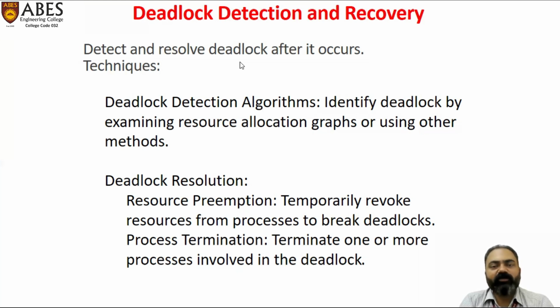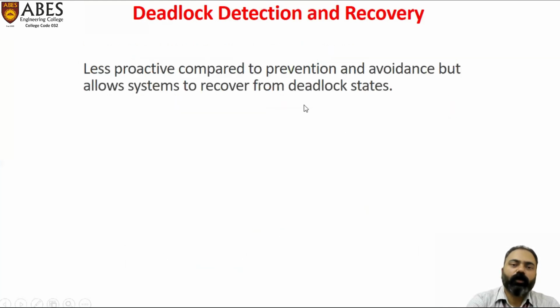We will terminate processes one by one. We will terminate one process and check whether the system is in a safe state or not. If it is in a safe state, then okay. Otherwise, we will terminate another process, then check again, until the system is in a safe state. Deadlock detection and recovery is less proactive compared to prevention and avoidance, but allows the system to recover from deadlock states.